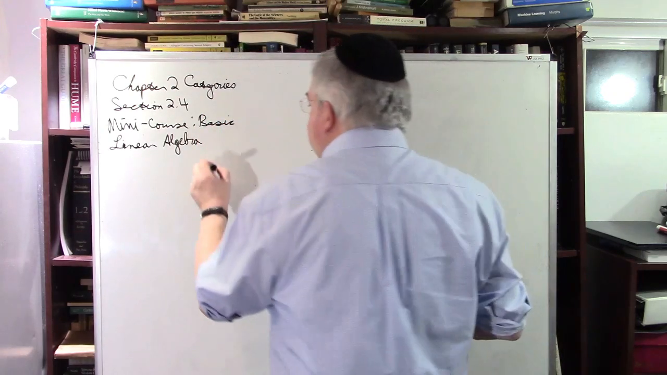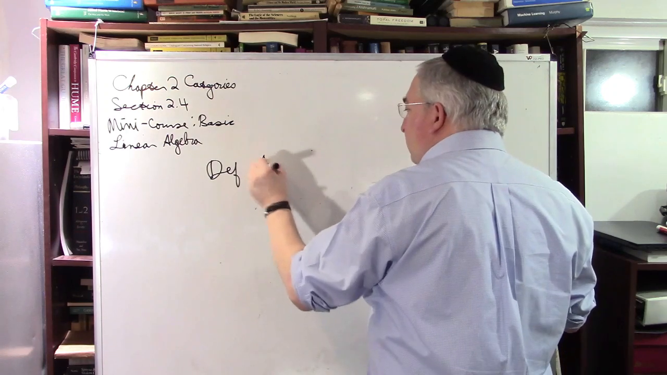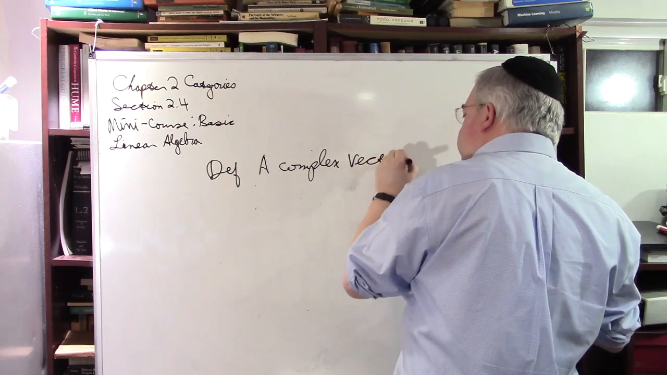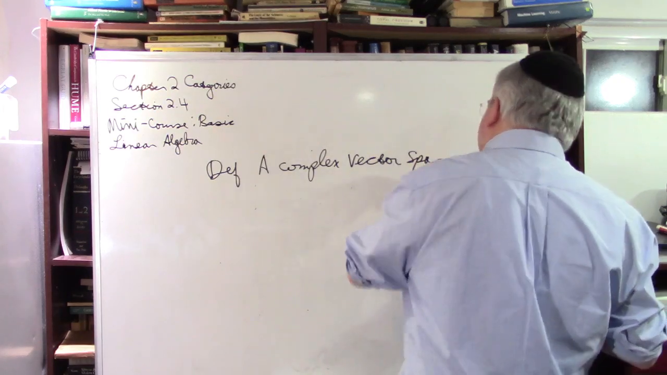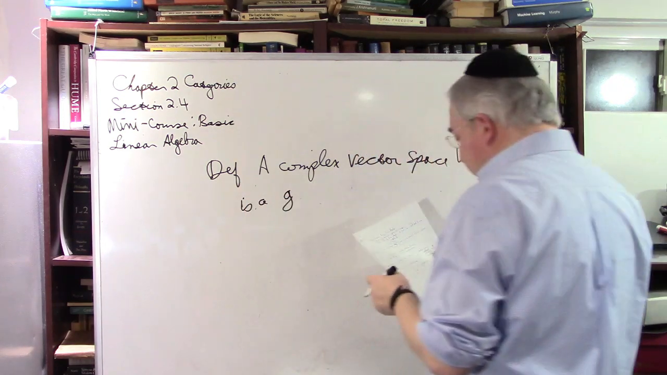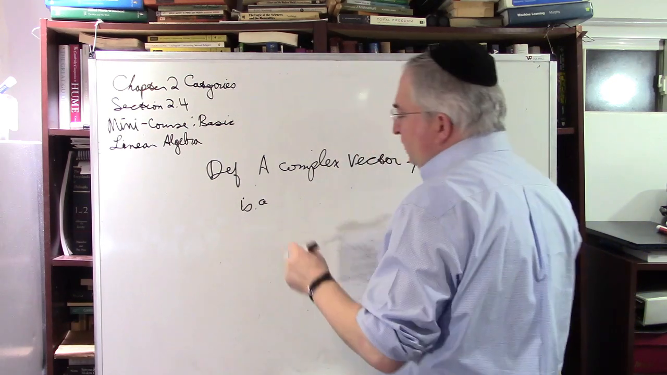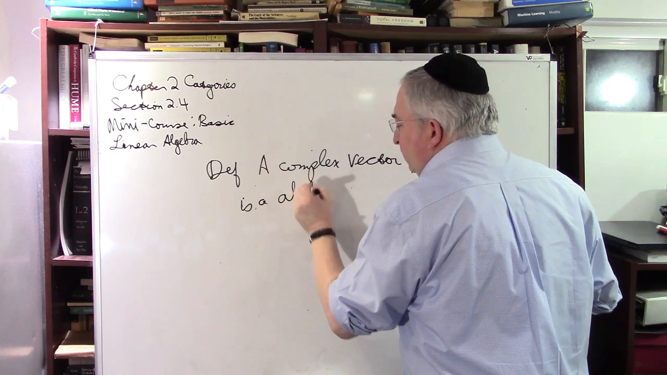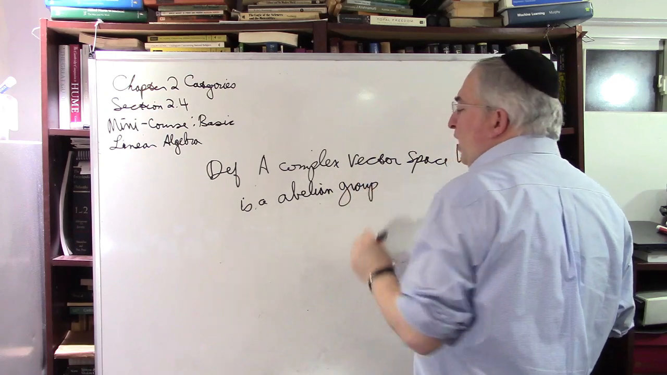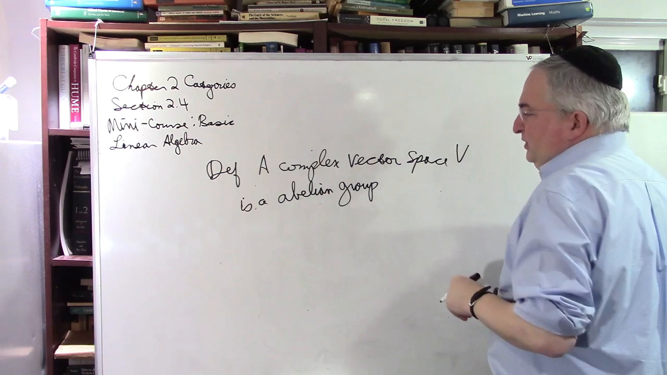So what's the definition of a complex vector space? A complex vector space V is a commutative group. Commutative and abelian mean the same thing. An abelian group with more structure. So V is an abelian group with more structure.